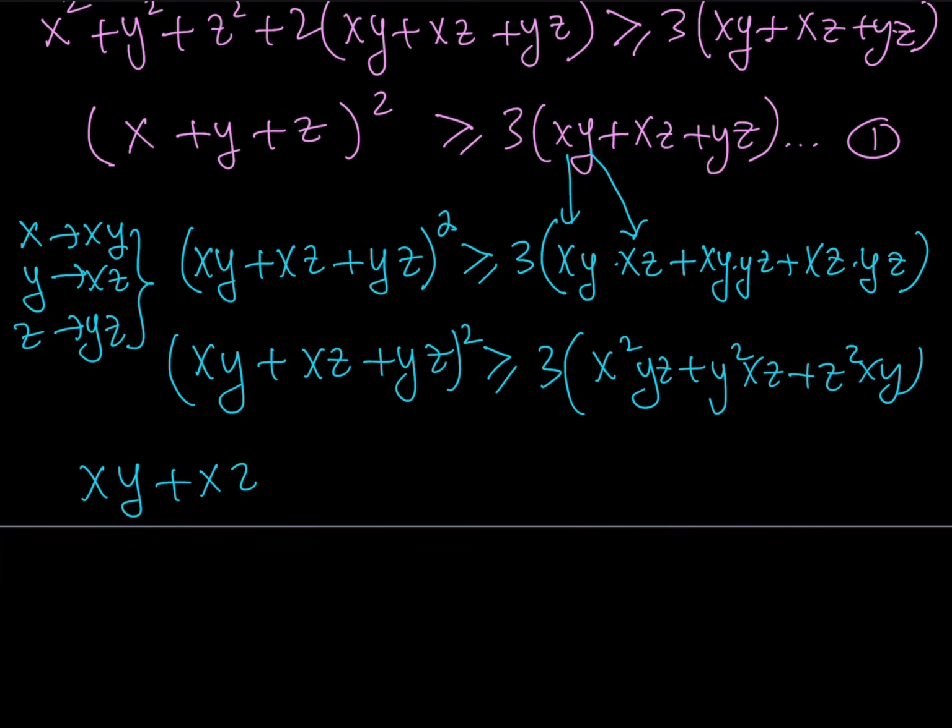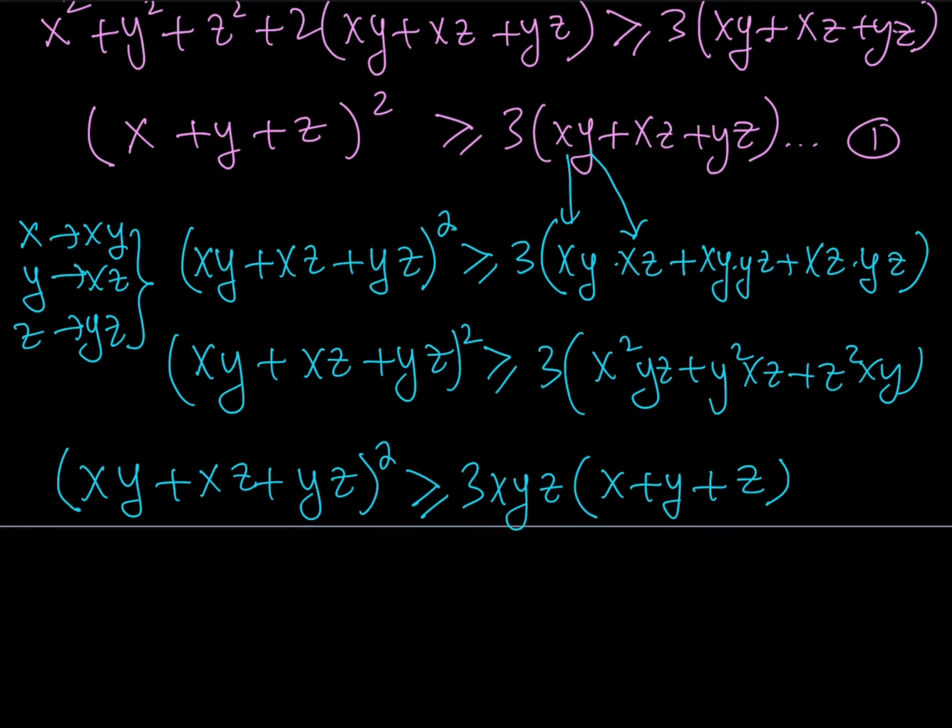(xy plus xz plus yz) squared is greater or equal to, now I can take out xyz, so this is how I can factor it, and this is going to be my second inequality, number 2. And notice that I got number 2 from number 1, so if number 1 is true, then number 2 is true. Okay, good. Now we have 2 inequalities. What are we going to do with them?